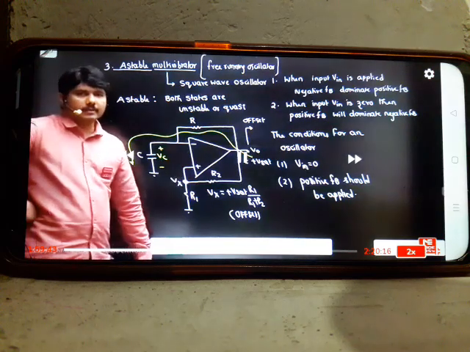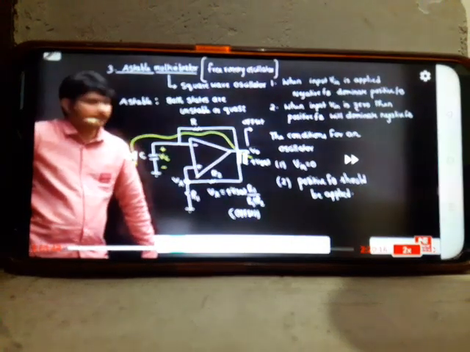If it is minus V saturation, it will discharge. That is the story of this mechanism. Okay, the capacitor can charge and discharge.